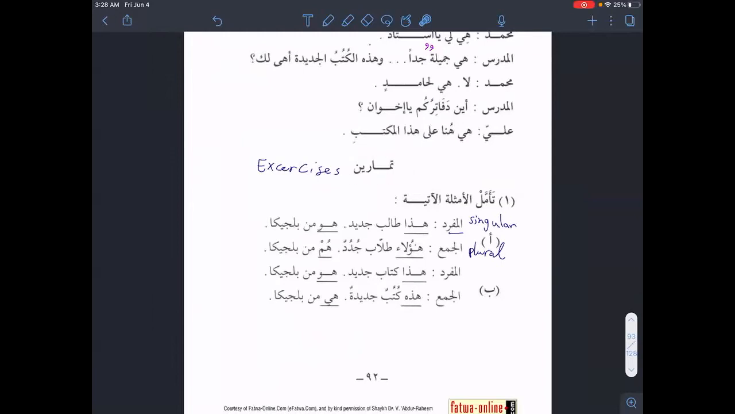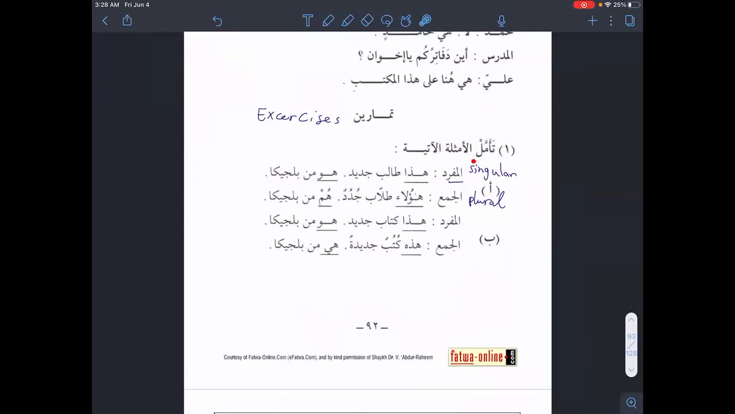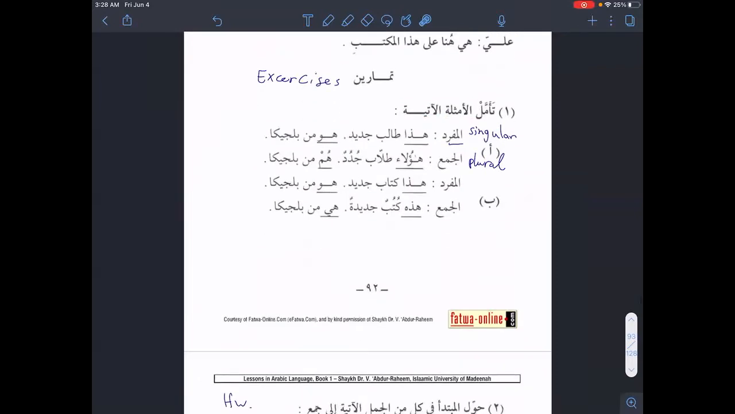تمارين, exercises. تأمل الأمثلة الآتية. Look at the following examples. So let's look at the first one.